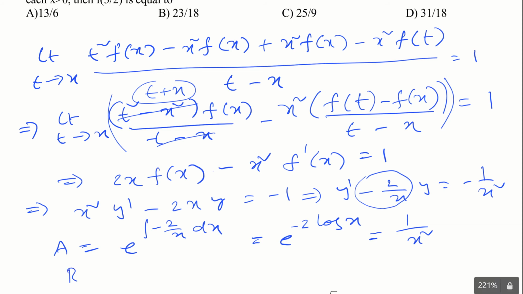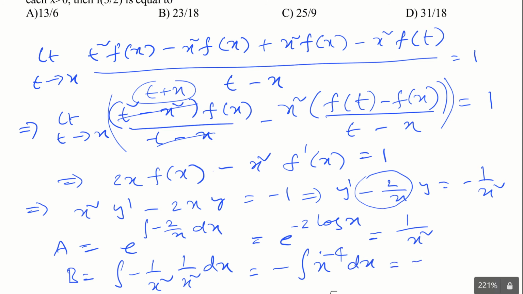Now I am calculating b, which I take as integral of q into a. Q is minus 1 by x square, a is 1 by x square, dx. So it is nothing but minus integral 1 by x power 4, so it is nothing but minus x power minus 3 by minus 3. 1 by minus 3 x cube I get.